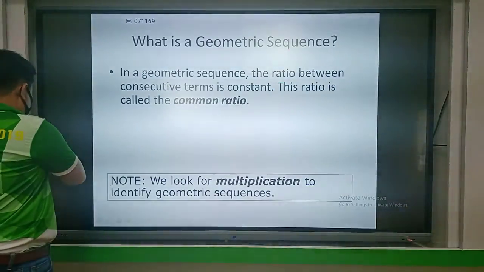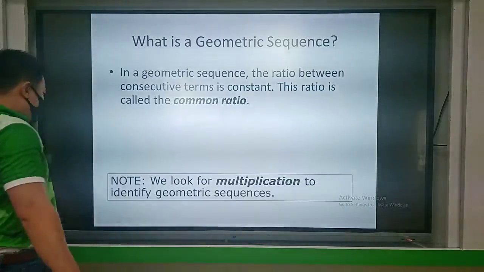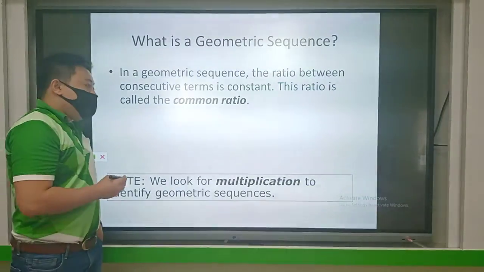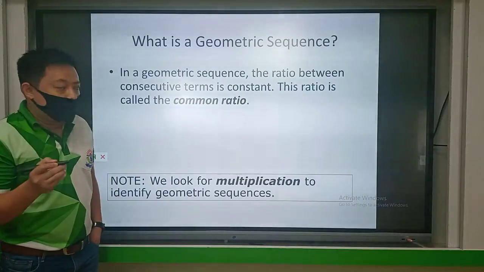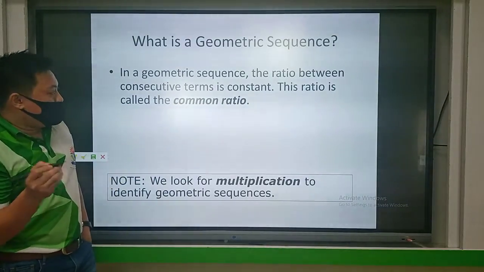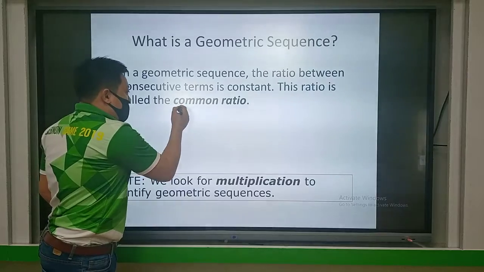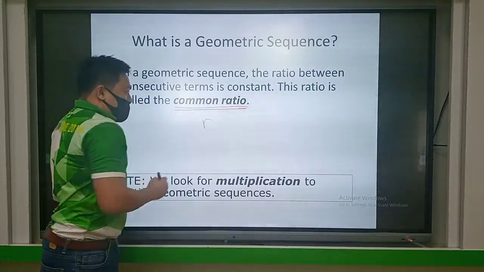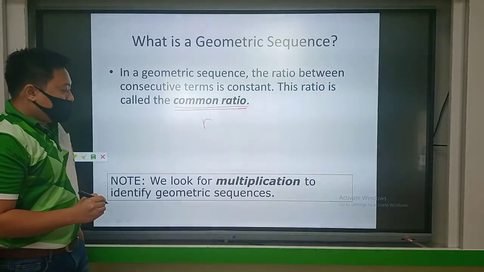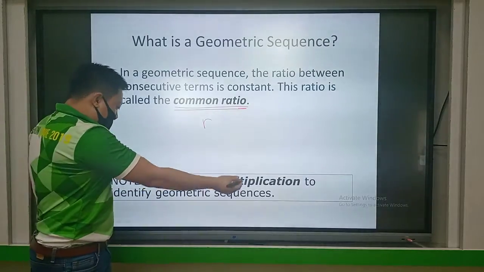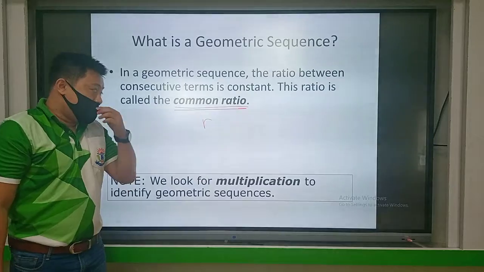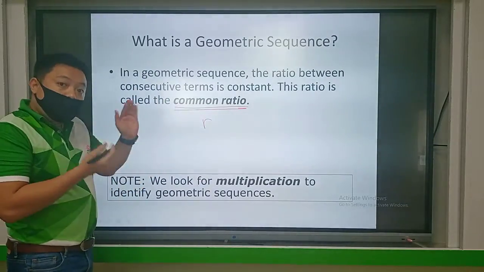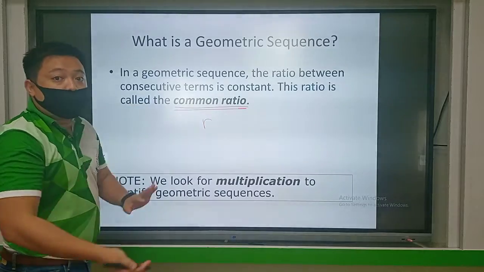If you can remember, in our arithmetic sequence we have what we call the common difference, right? Which is denoted by the letter D. In a geometric sequence, we have what we call the common ratio, which is denoted by R. So we are looking for multiplication to identify a geometric sequence. R is the number that we multiply to get the next term.